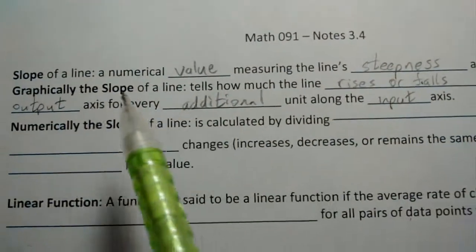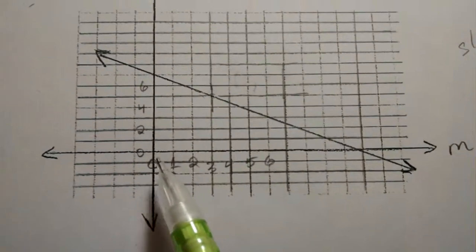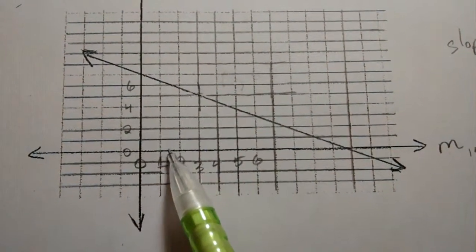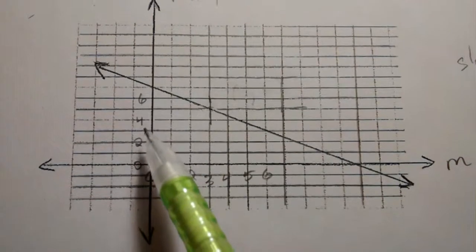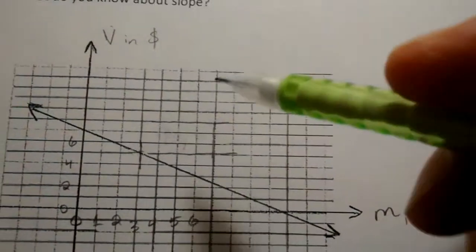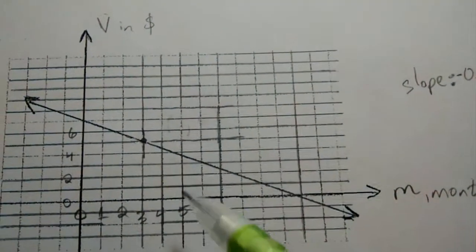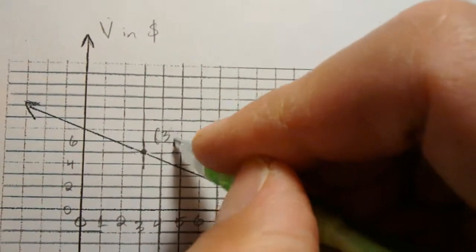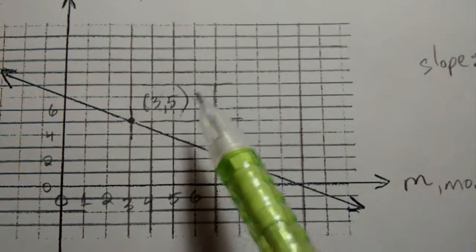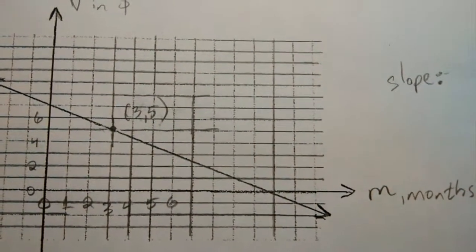It tells us how much it falls or rises along the output axis for every additional unit along the input axis. I've labeled my axes here 0, 1, 2, 3. So for each additional one of these, how much does this line fall by along here? Well, we can do that. Let's grab a point that intersects somewhere on the corner like this one. So this point would be 3, 5.